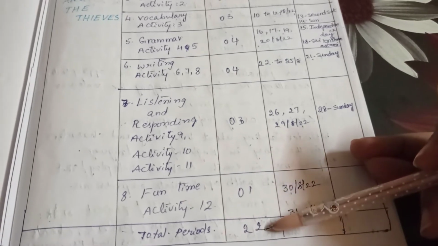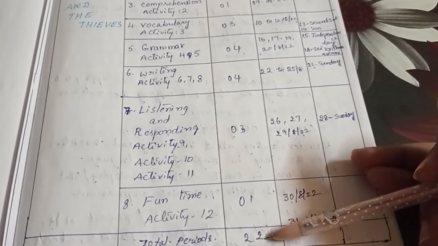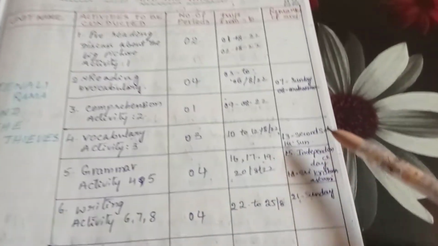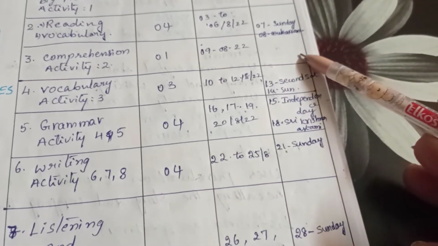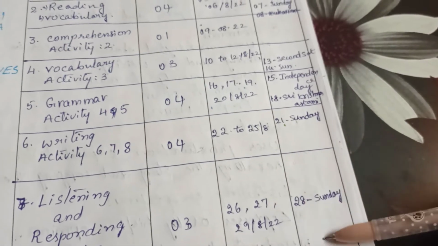Total number of periods is 22 along with the working days, and here all the holidays that are upcoming in the month of August are noted down.